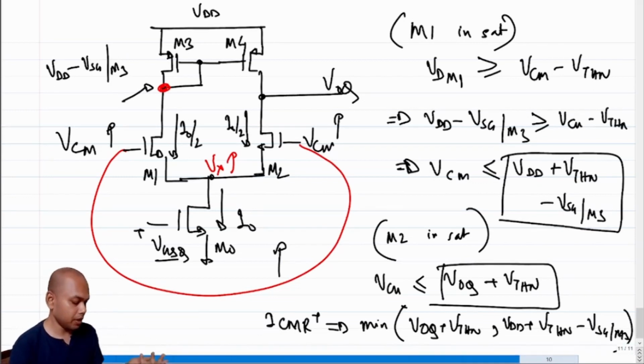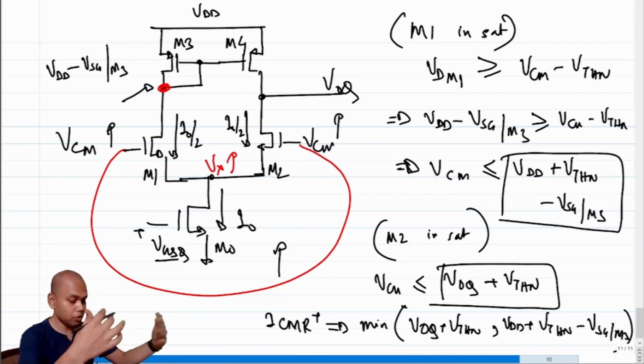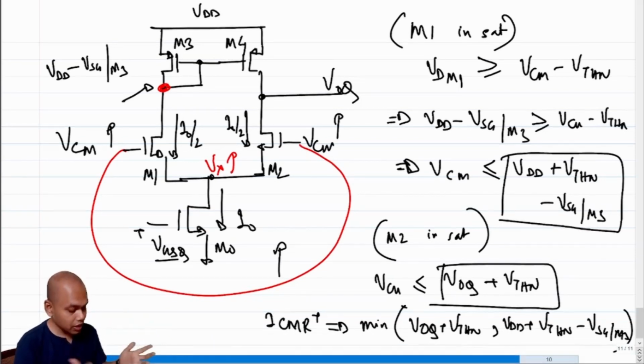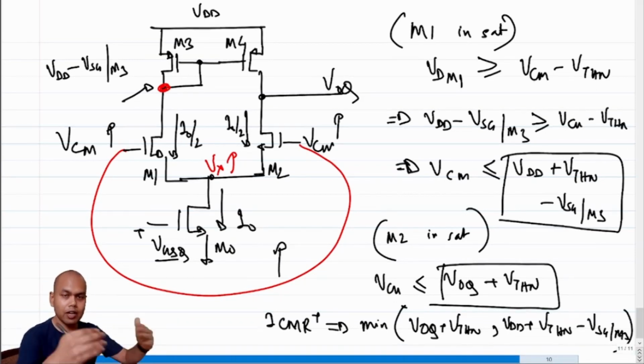Whichever is smaller will be your common input range upper limit. Beyond this, you will not be able to increase VCM. So this is an important parameter, because ultimately when you are using a differential amplifier, you need to know up to what range you can give your inputs. You cannot apply any input of any range, right? So that becomes an important parameter.